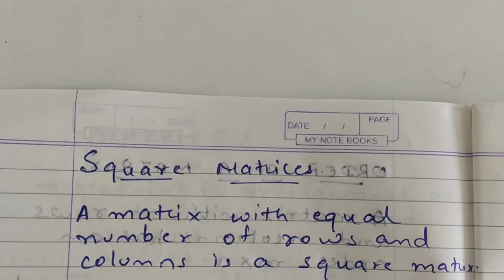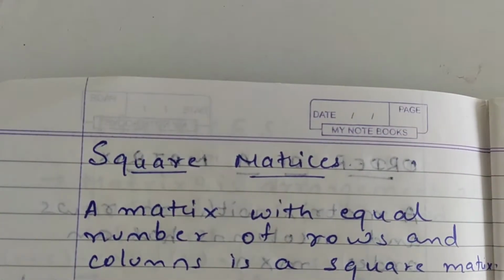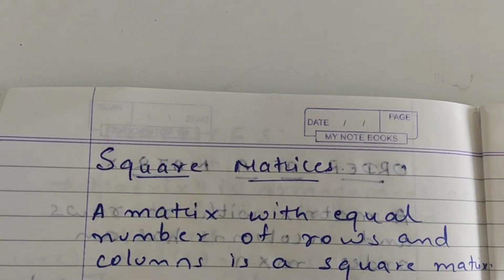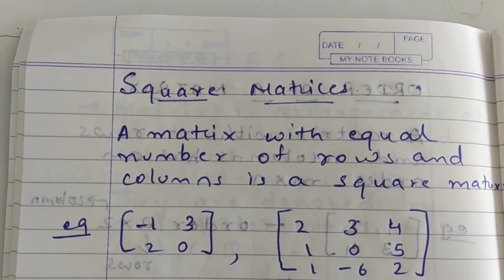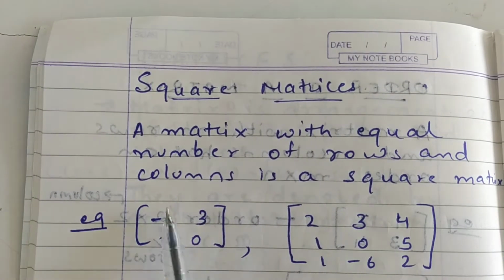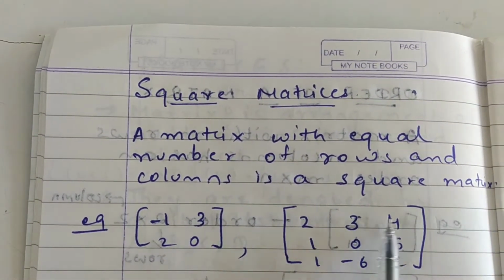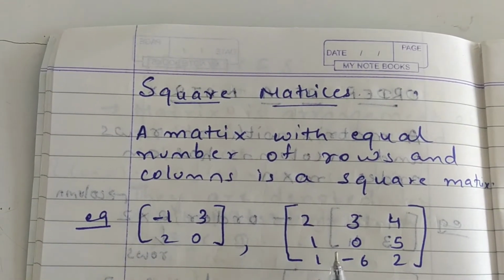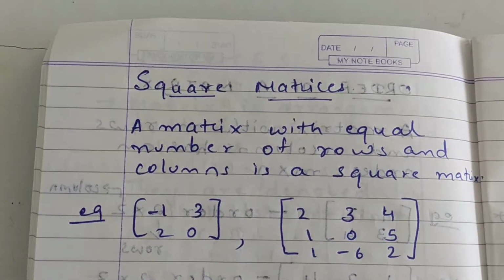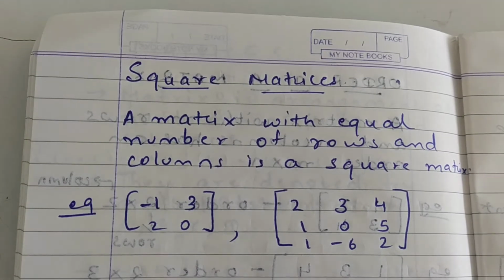Now let us see what is a square matrix. A matrix with equal number of rows and columns is called a square matrix. So in this example, if you can see, there are 2 rows and 2 columns. Here there are 3 rows and 3 columns. So the number of rows and columns are the same, and therefore it is a square matrix.